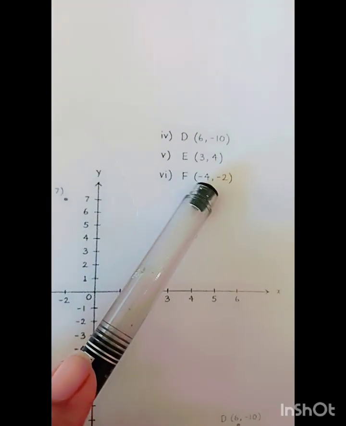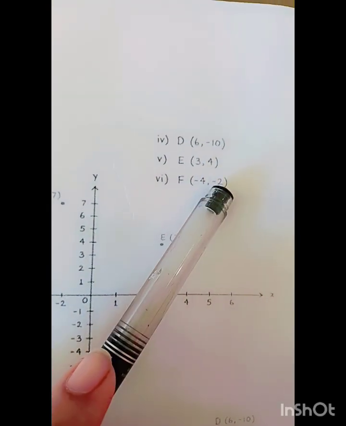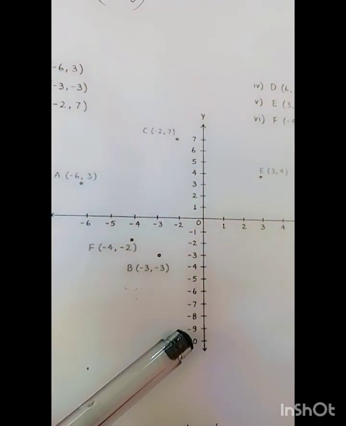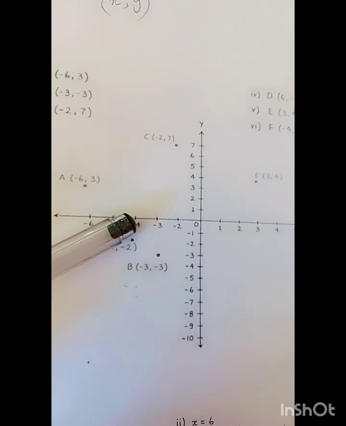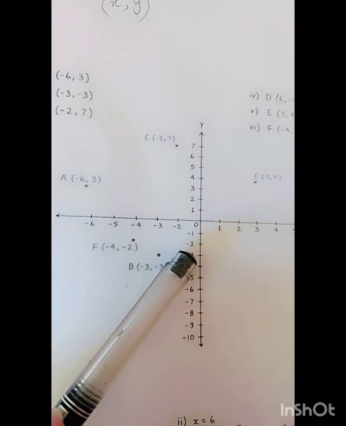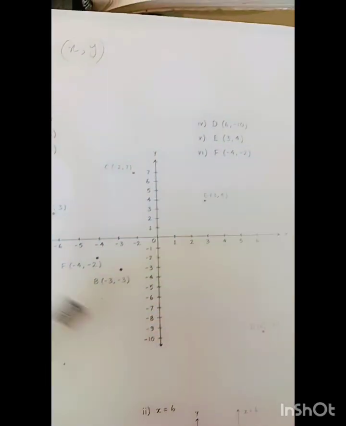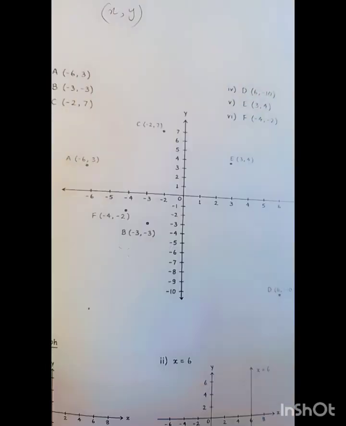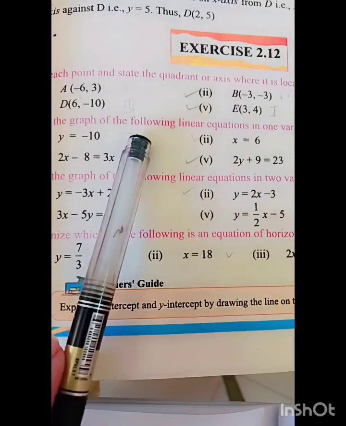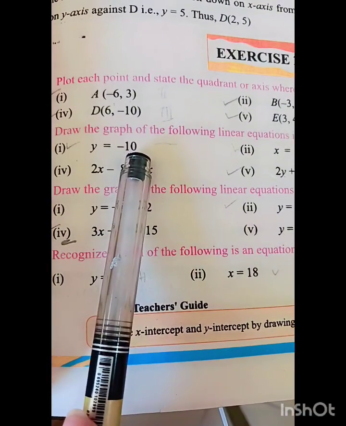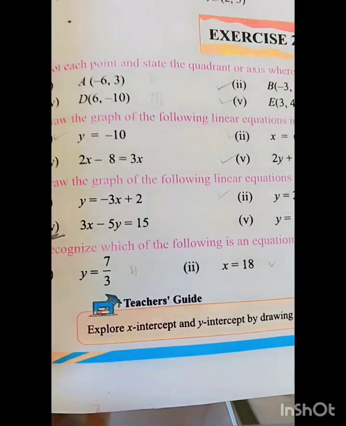Now the F point is minus 4 and minus 2, both are negative, x negative and y negative, minus 4 of x and minus 2 of y, so this is your point F. So plot all these points on your graph. Now question 2 is to draw a graph of a linear equation of one variable. So here one variable is given, y is equal to minus 10. You have to draw its graph.